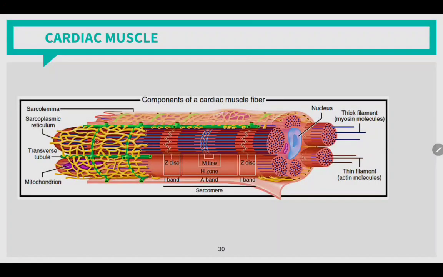Earlier you all got the idea of how movement or contraction happens in our skeletal muscle. It is still the same thing with your cardiac muscle, guys. It also has a sarcomere, it also has an I band, A band, and I band. It also has Z discs, M line, and H zone. Same thing, same action, same mechanism.